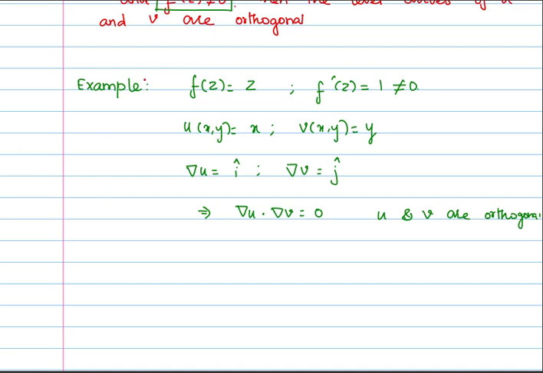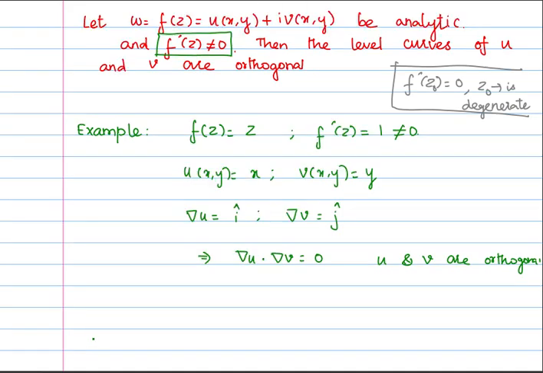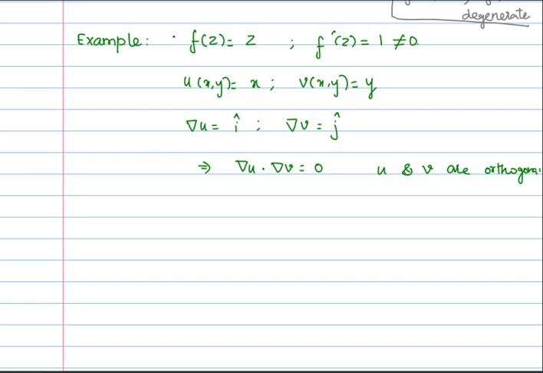Now we see the second example. In this example we will get the degenerate points. Whenever f prime of z equals 0, those points we call degenerate points. If f prime of z equals 0, suppose you take z naught, then z naught is a degenerate point. Now we see one more example, f of z equal to z square.